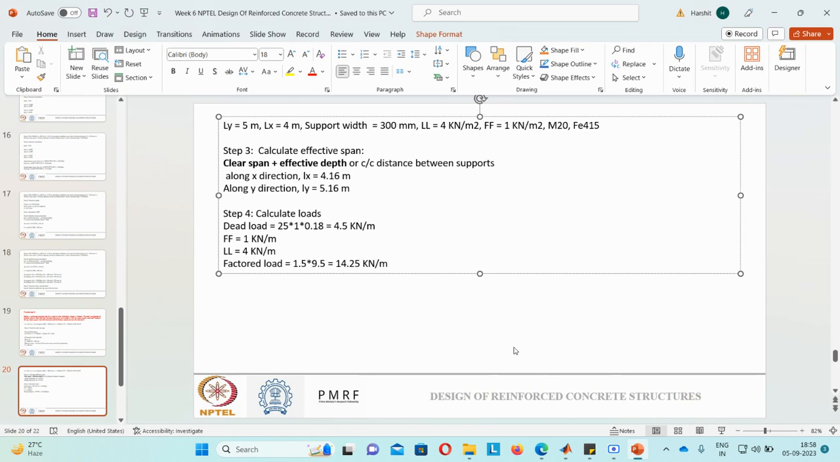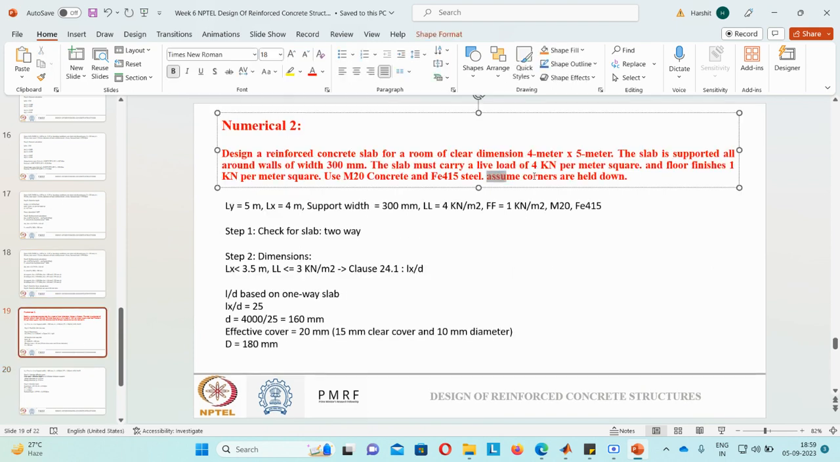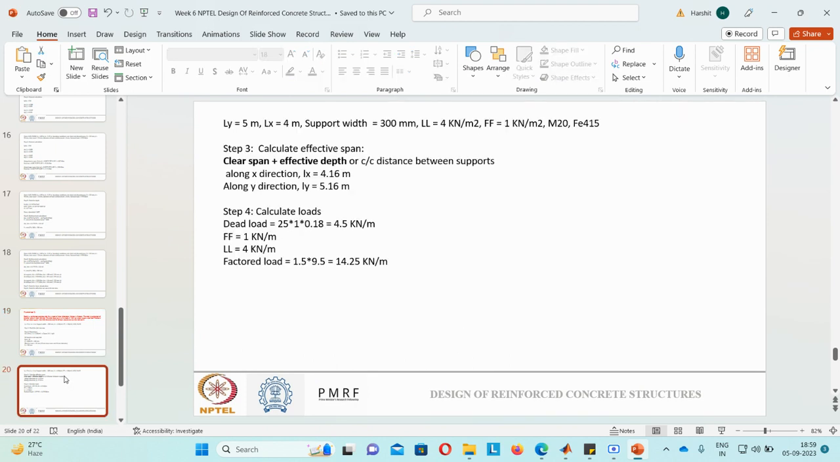Okay, we get the factored load value. Now the slab is simply supported on all the four sides since it rests on the wall, so corners need to be held down by torsional reinforcement. That is what we have seen. Assume corners are held down and the slab is supported on all the four sides. So we know the case. All four edges are discontinuous.